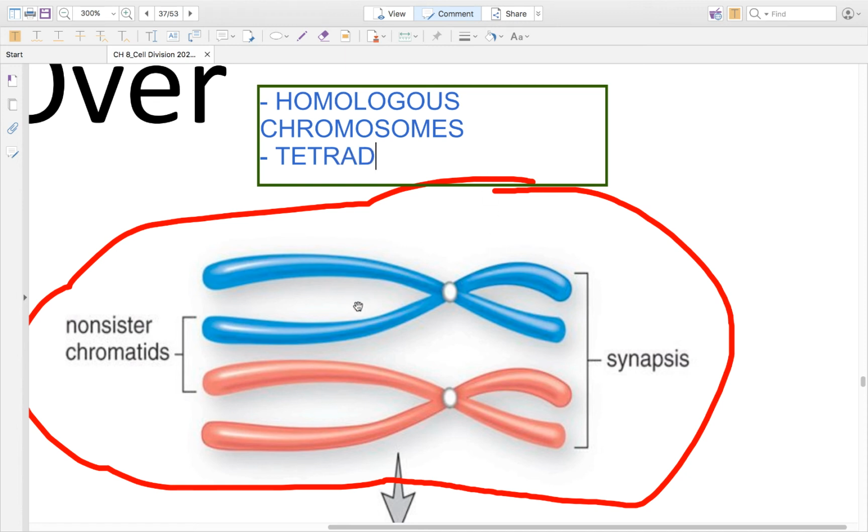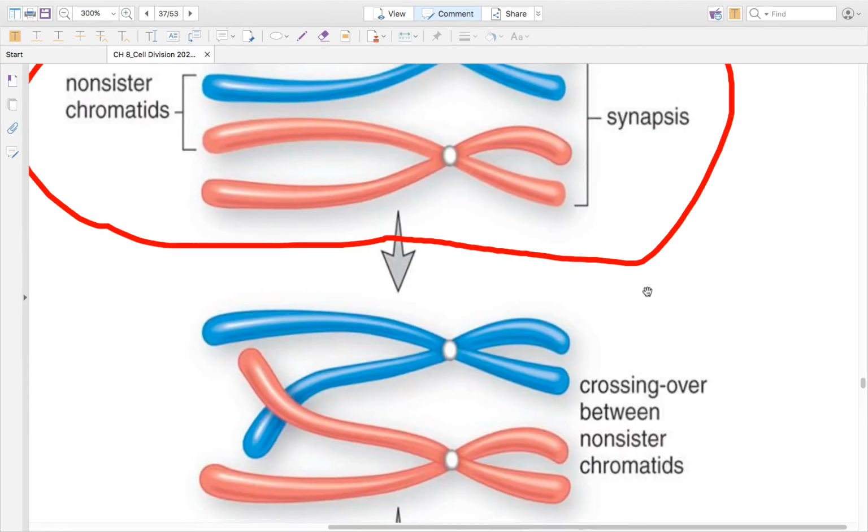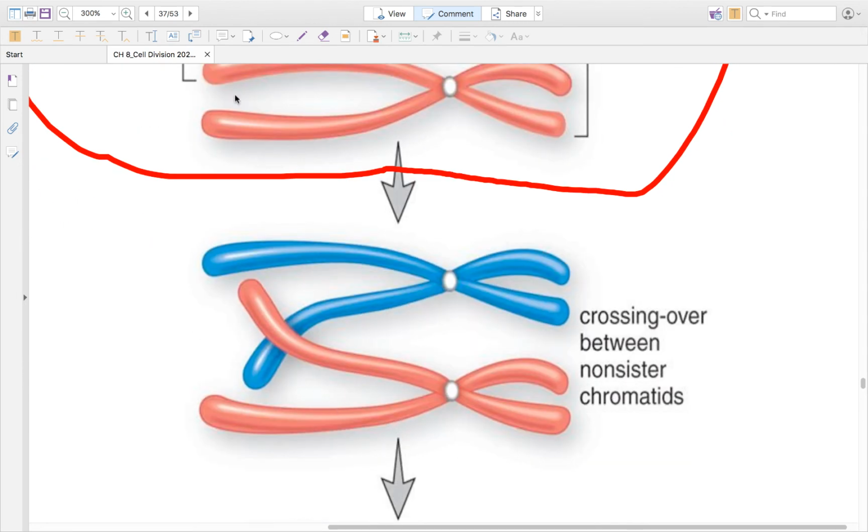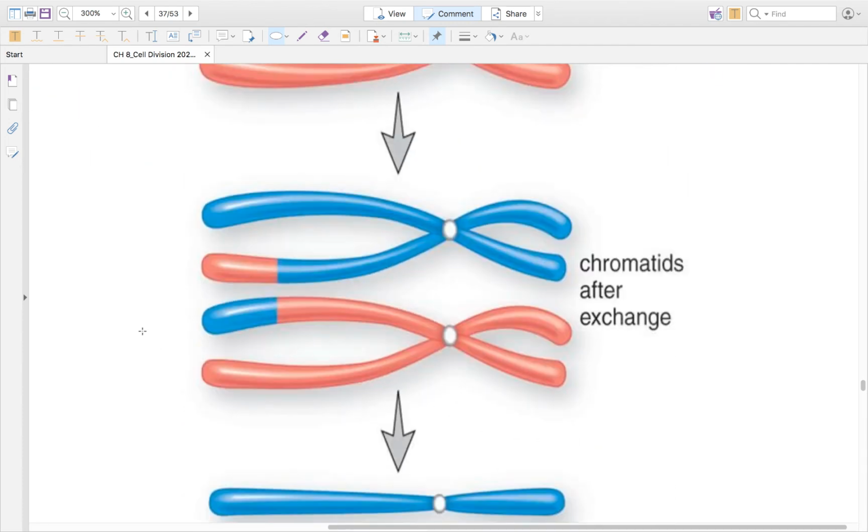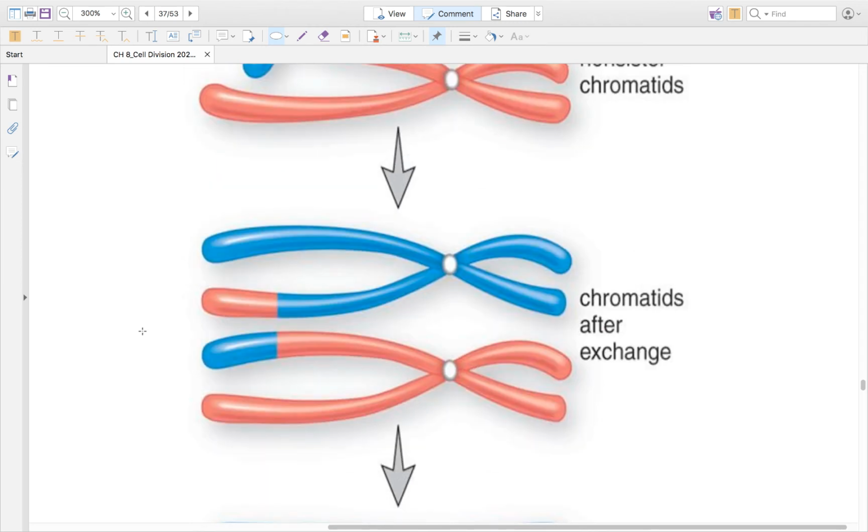chromosomes. So this is synapsis. They synapse, they click together. Okay, then the next part is they're going to physically make contact, like right there. And then they're going to swap genetic material. That is called the crossover or crossing over. And now you see that there's been a swap. A little bit of red is at the end of the blue and vice versa. Every homologous chromosome set is going to do this.